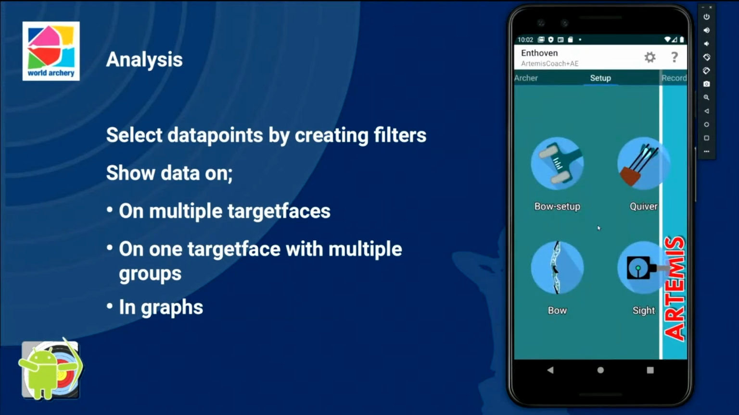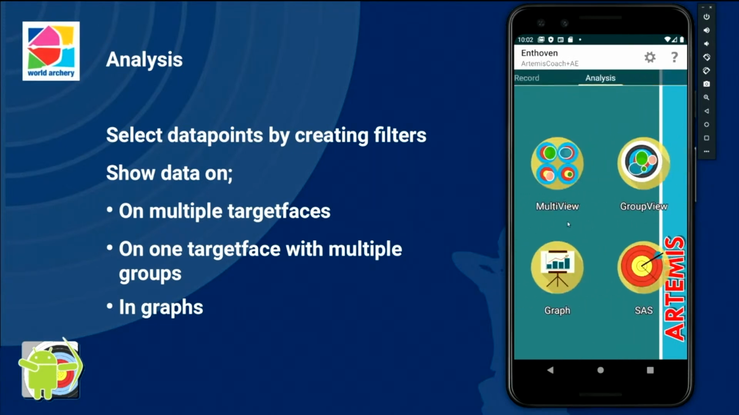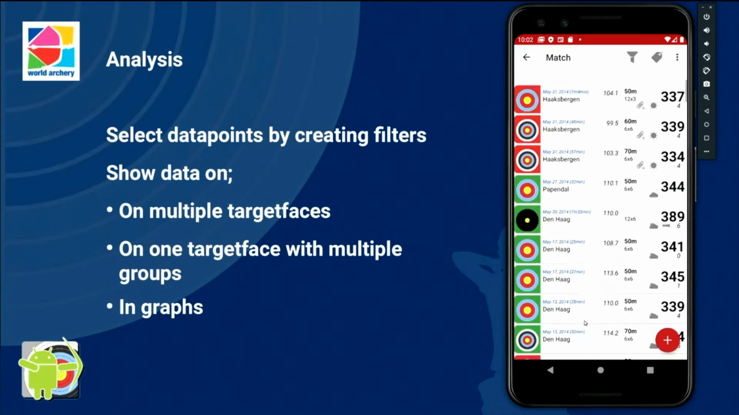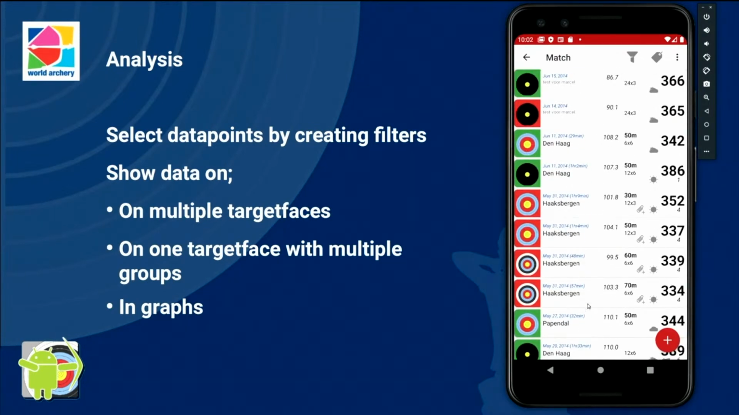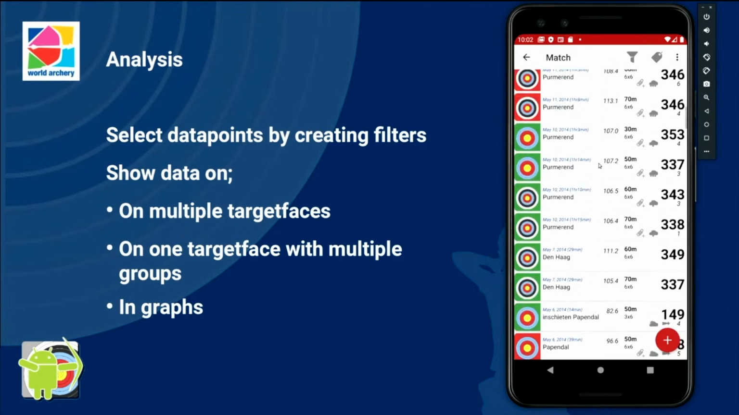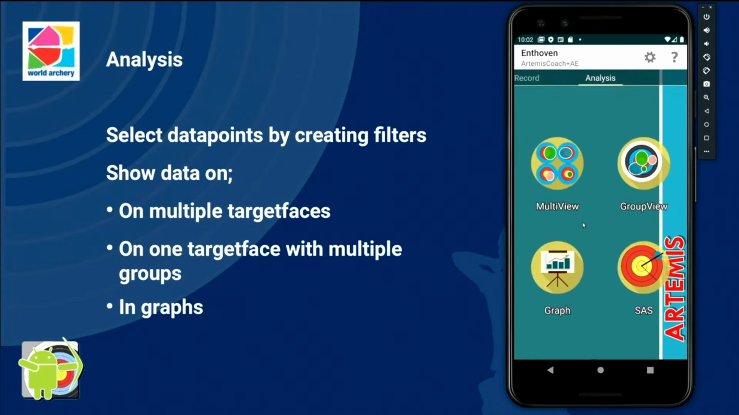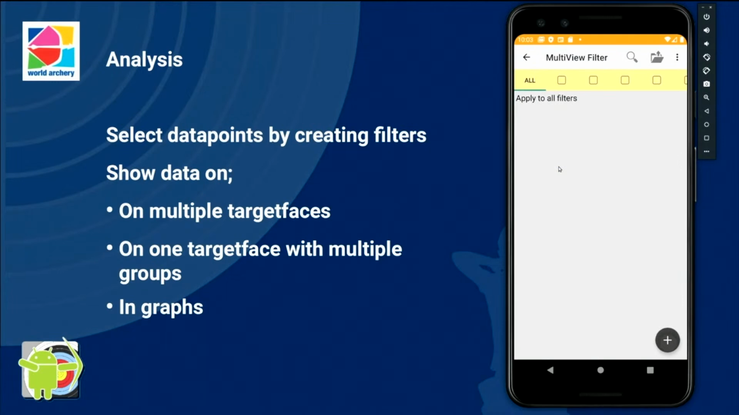So how would you go about, as a coach or as an athlete, analyzing this? So suppose you did all the shooting, and she's a field archer, so she shot a lot of practice ends, competition ends, field, target, many different competitions at many different distances. So how would we go about analyzing this? So we check multi-view, so we want to have two target faces, one target face representing the data set of all the arrows with the old setup, and one target face with all the data with the new setup.